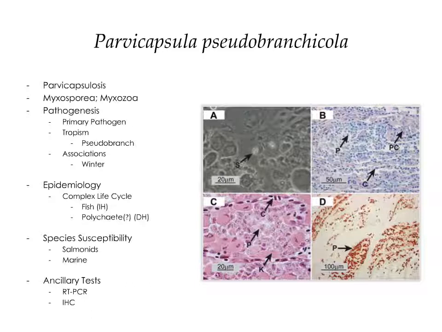The images to the right are sections of the pseudobranch containing myxospores within areas of inflammation. These are highlighted by the black arrows with the letters S and P. The smaller image in the bottom right corner is a section of the pseudobranch with immunohistochemical staining to highlight the pathogen in situ.